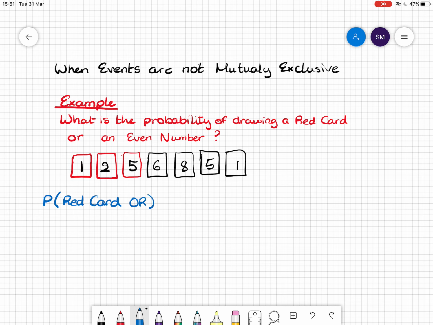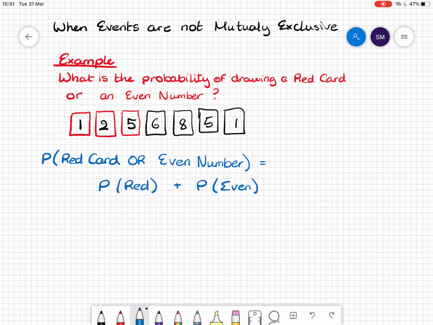Okay, so if we were to then find the probability of a red card or an even number, we're looking at the probability of getting a red card plus the probability of getting an even number. Probability of getting a red card, we've got 1, 2 and 5, so that's going to be 3 out of the 7. Now our even numbers, we've got 2, we've got 6 and we've got 8, so that's going to be 3 out of 7 as well.